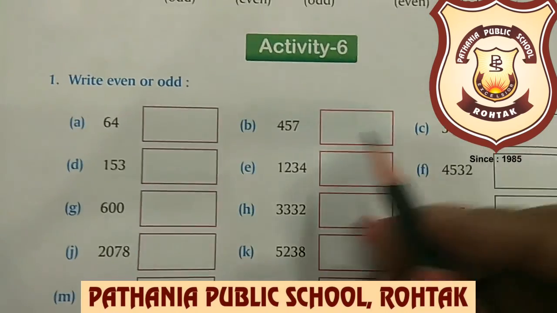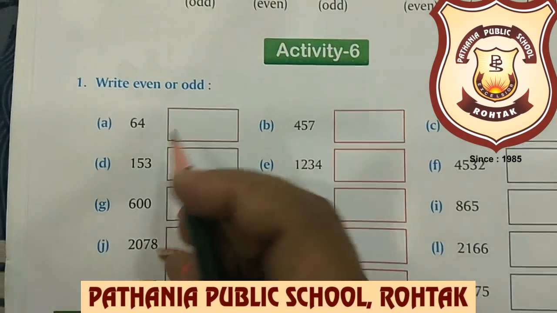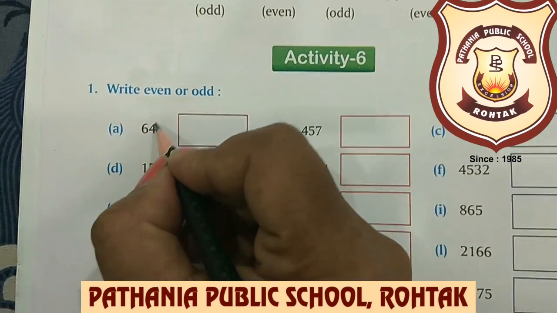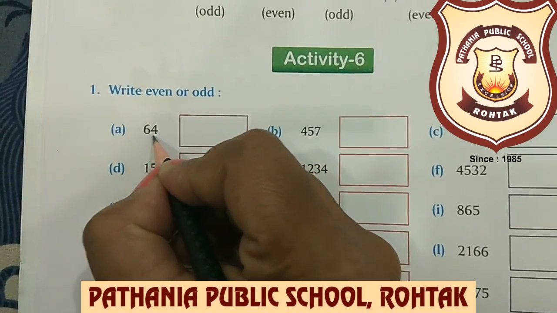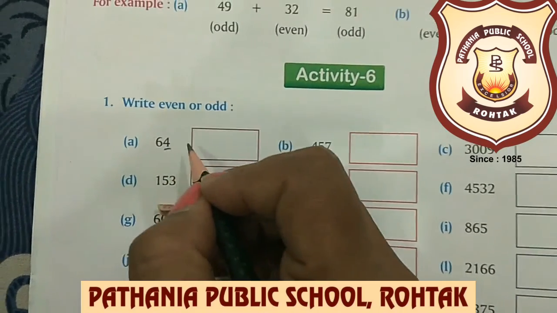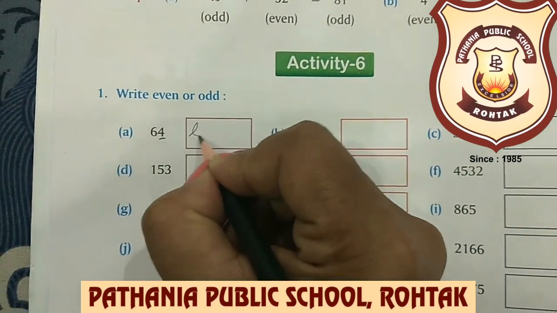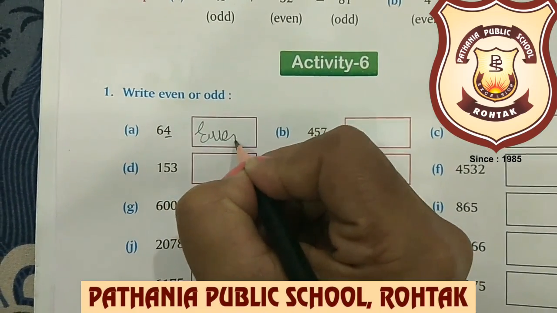Now beta, this is our activity 6 in the book. It is asking to write even or odd. Now just look at the ones place digit. Here 4 is the ones place digit. Is 4 even or odd? Yes, 4 is an even digit, so the number is also even.